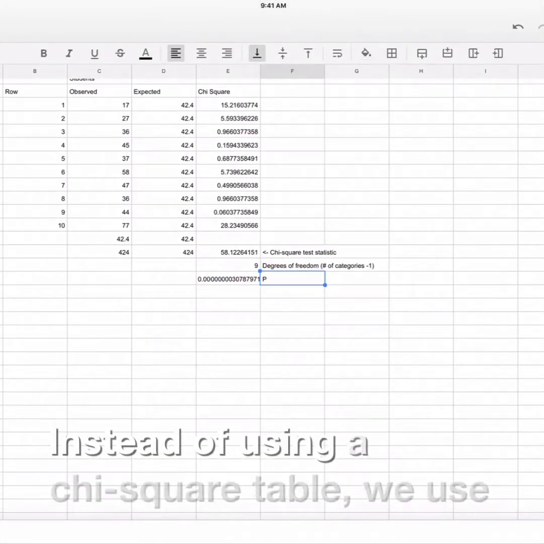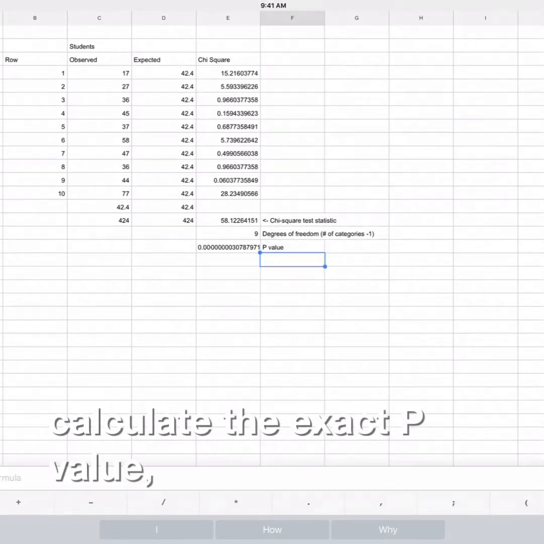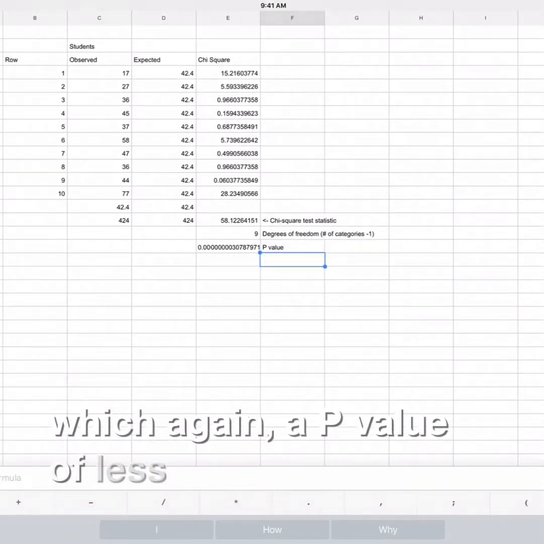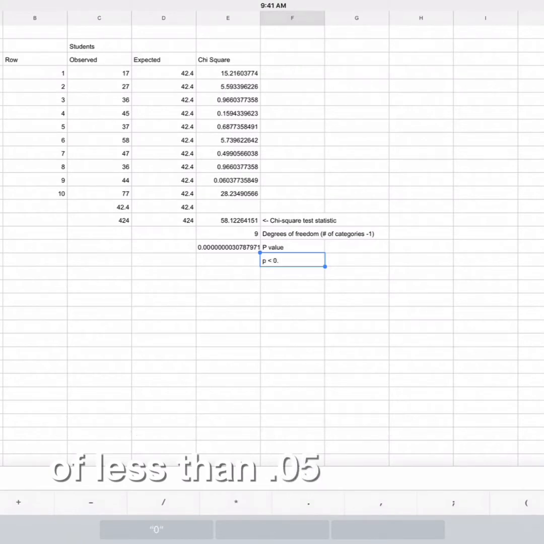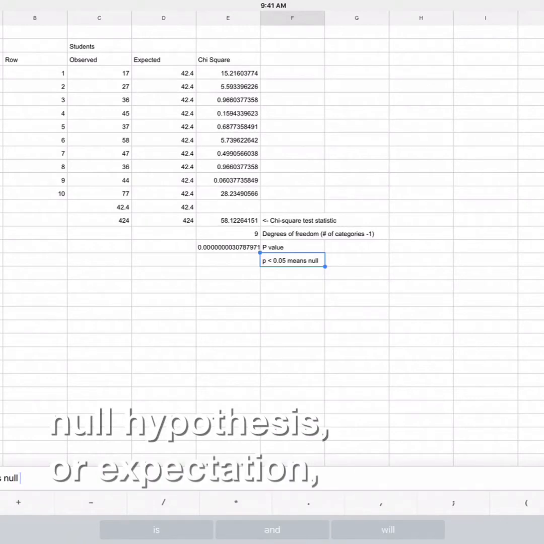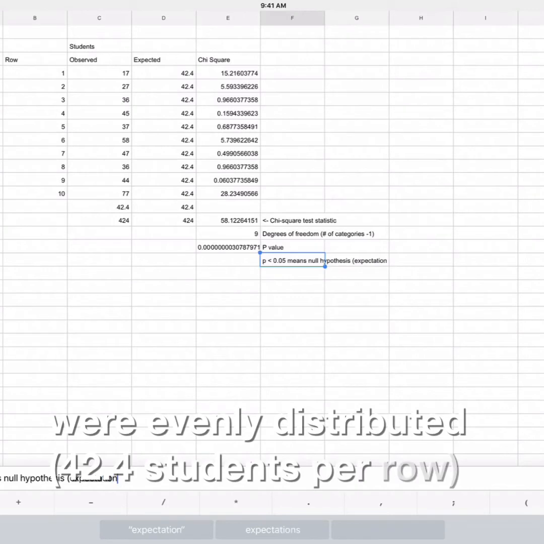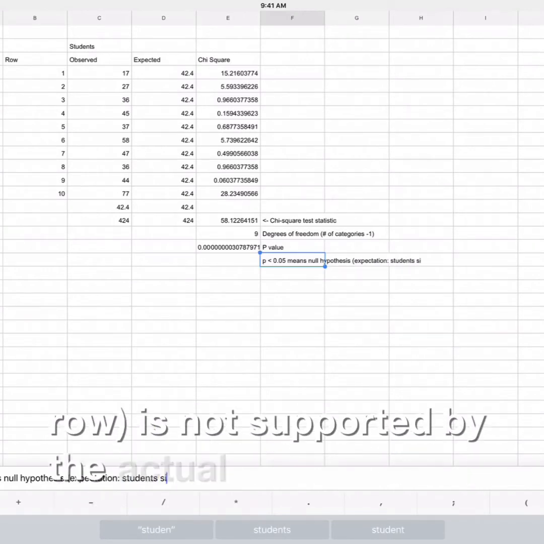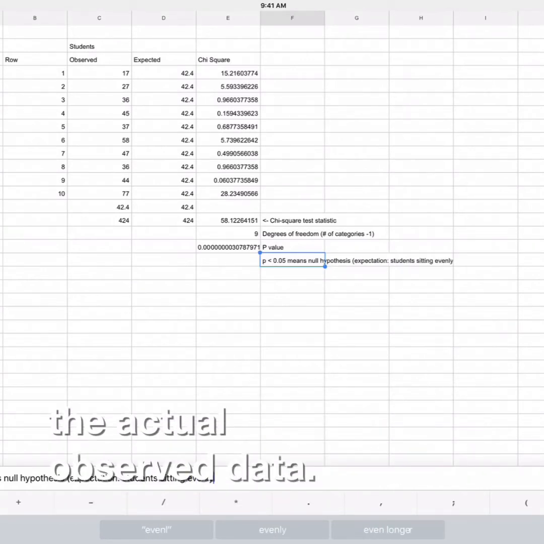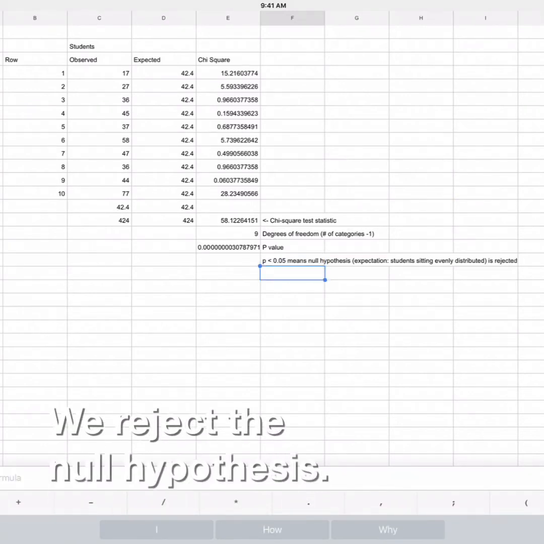So instead of using a chi-square table, we use the spreadsheet to calculate the exact p-value, which, again, a p-value of less than 0.05 indicates that our null hypothesis, our expectation, which was that the students were evenly distributed, 42.4 students per row, is not supported by the actual observed data. We reject the null hypothesis.